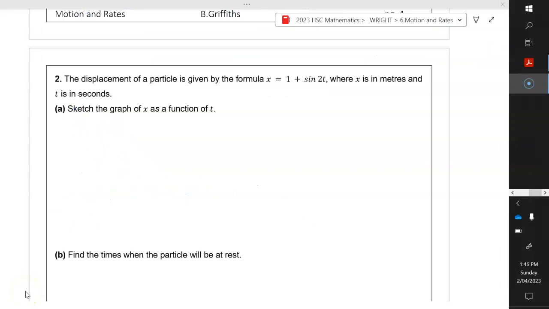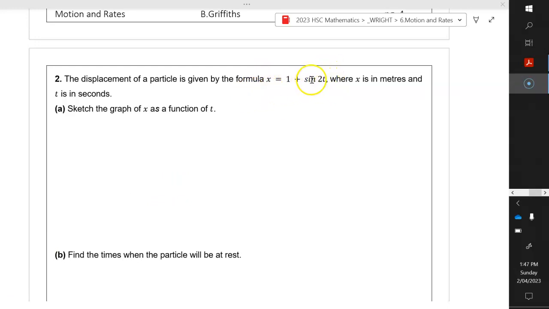So let's have a look at the second question. The displacement of a particle is given by the formula x is equal to 1 plus sine 2t, where x is in metres and t is in seconds. Sketch the graph of x as a function of time, which is going to be pretty much the same as what we've done, with y being where our x is and x being where our t is.